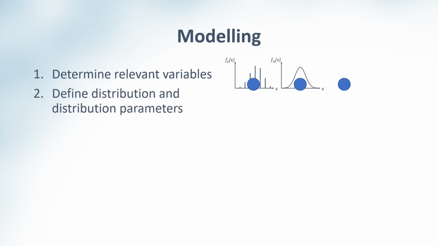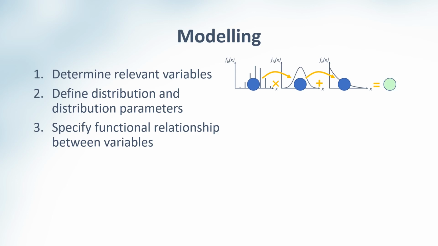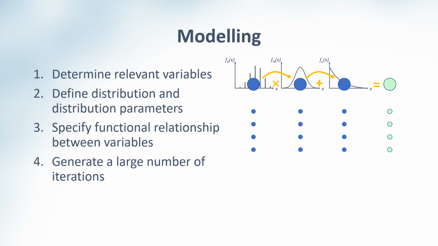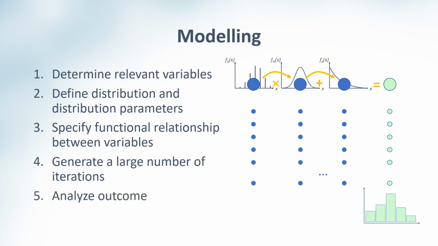Number 1, we need to determine the variables that are most relevant to the problem at hand. Number 2, for each variable, we need to decide the distribution that best characterizes its realizations and the distribution's parameters. Number 3, we also need to specify the functional relationship between the variables. This basically gives us the model of which we, number 4, generate a large number of iterations. And number 5, we ultimately need to analyze the outcome.